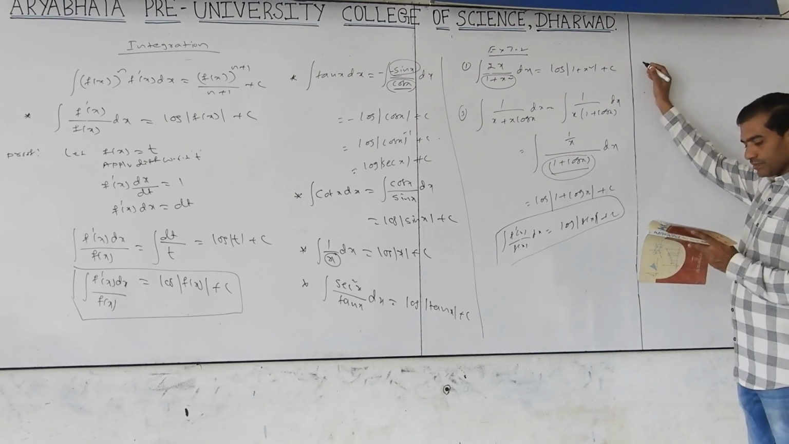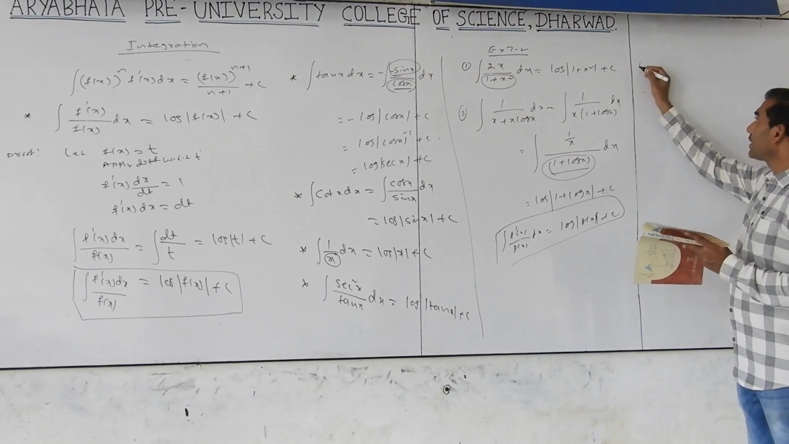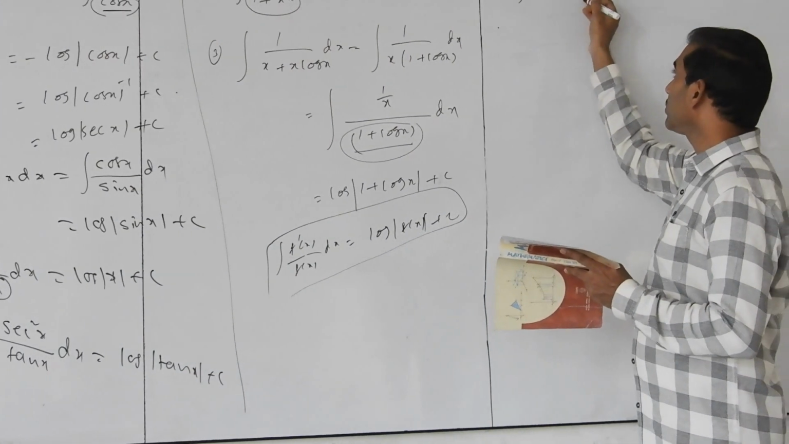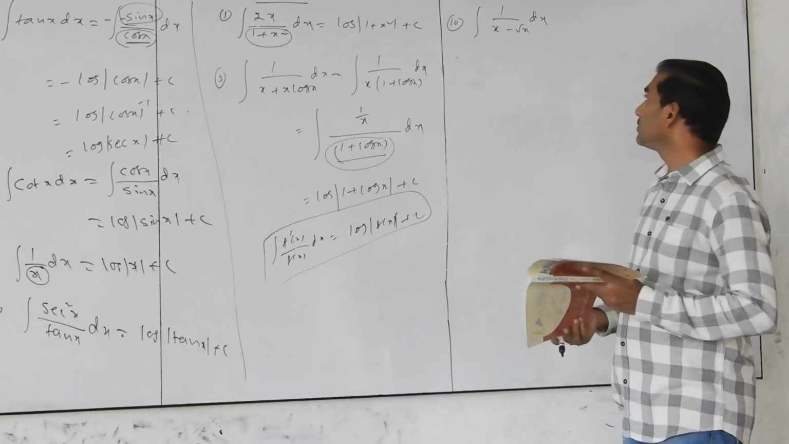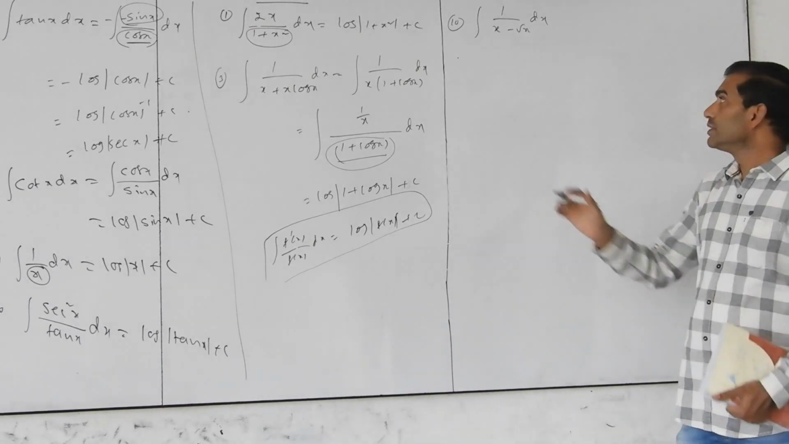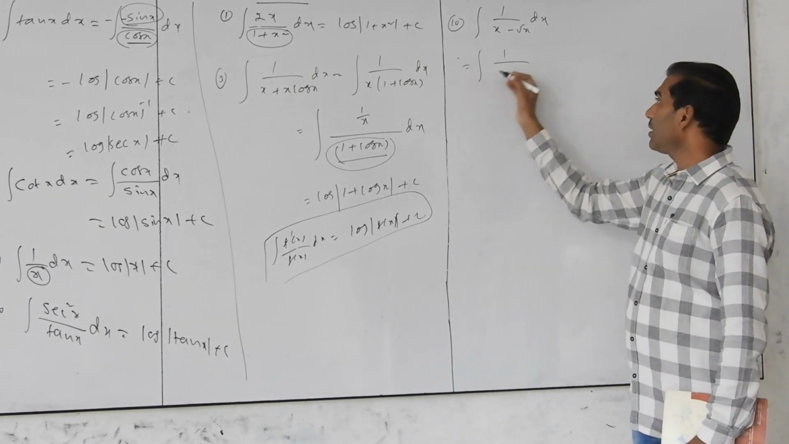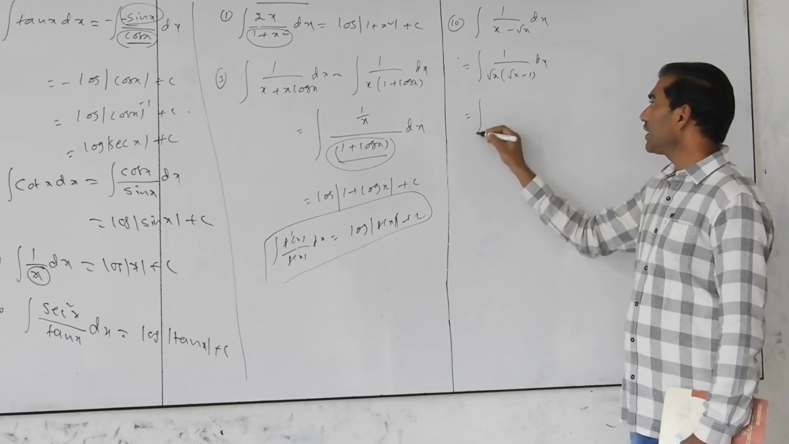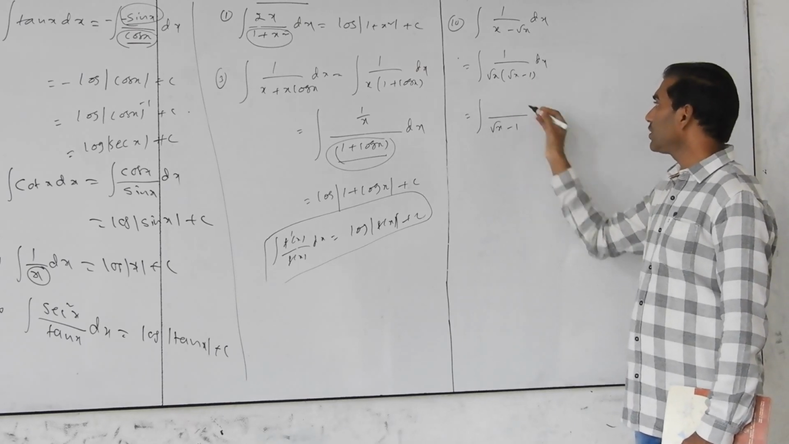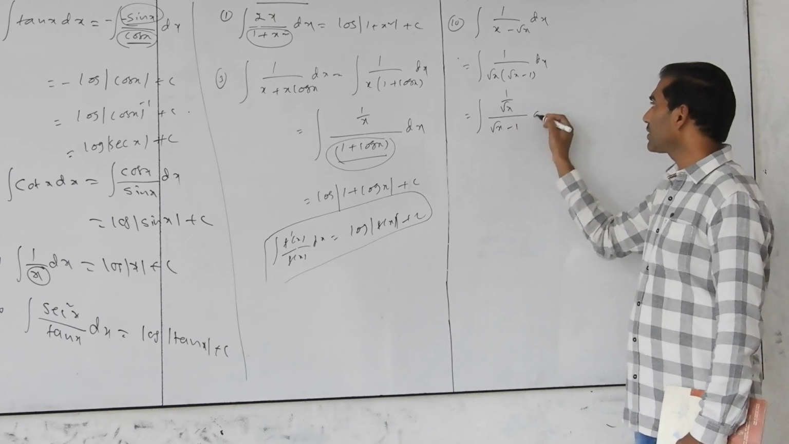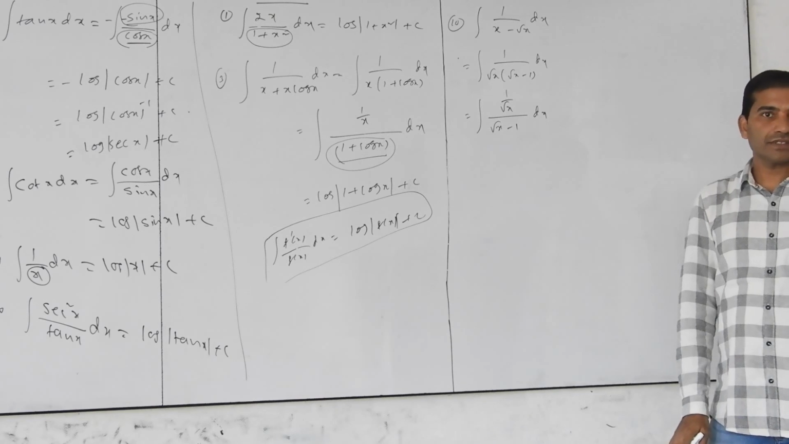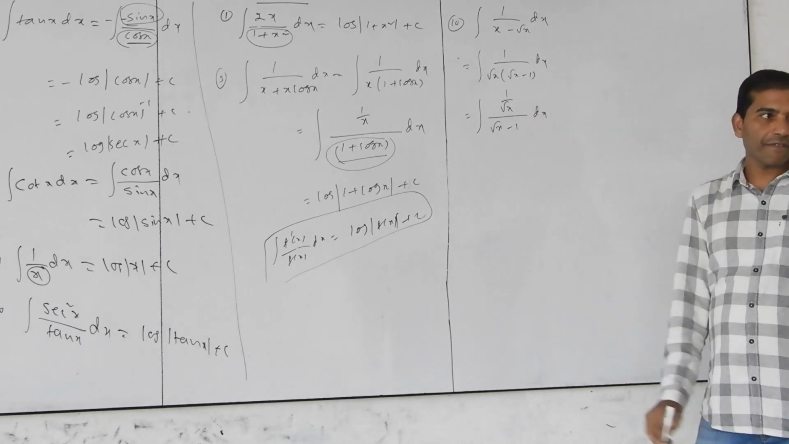Question number 10. Integration of 1 by x minus root x dx. See, this is equal to integration of 1 by root x into root x minus 1 dx. This is generated like this: root x minus 1 by root x dx.